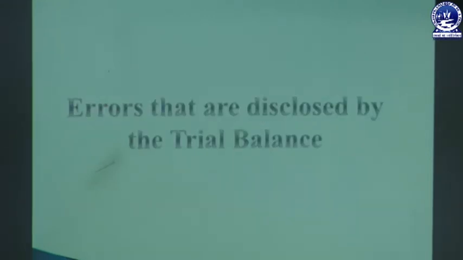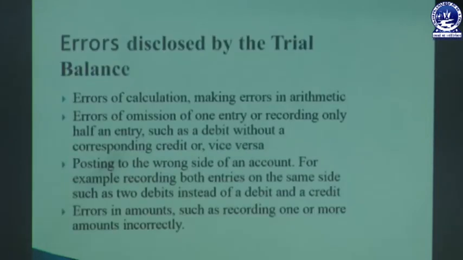Then the second kind is errors that are disclosed by the trial balance. What are the various types of errors disclosed at the time of preparation of a trial balance? Now we will discuss each one by one. The first is errors of calculation, making errors in arithmetic. When there is a mathematical calculation mistake or an error in arithmetic, it is disclosed.